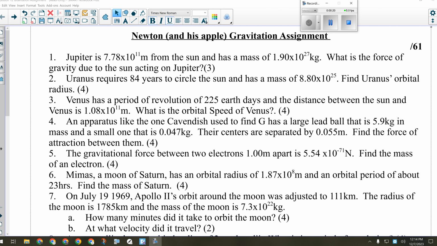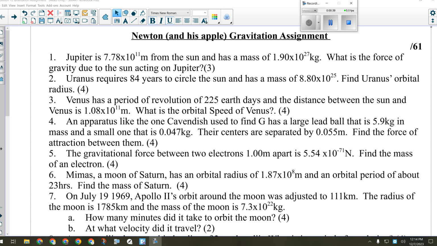Okay. So for question number 1, you're told how far Jupiter is from the sun, and you're told its mass, and you're looking for the force of gravity between Jupiter and the sun. Not an overly difficult question. Okay. For number 2, there's more than one way to solve that question. Either way is fine.